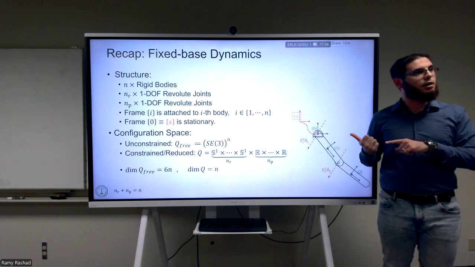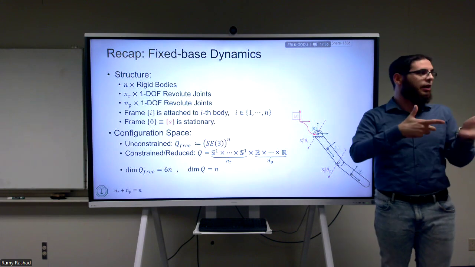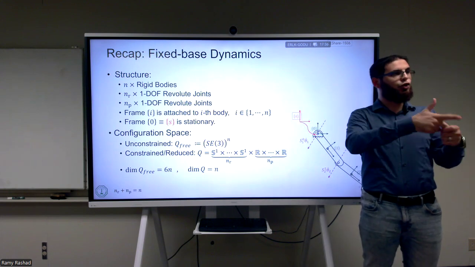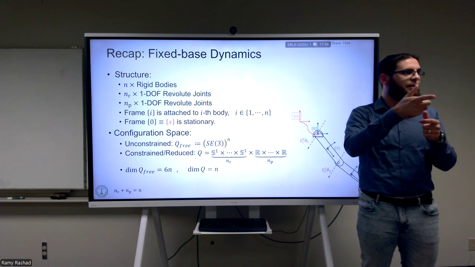However, we have joints. Each joint, depending on its type, constrains some directions. If it's a prismatic joint, then it prevents you from doing any of the 3 rotations, and 2 of the translations are prevented, and only 1 of them is left.